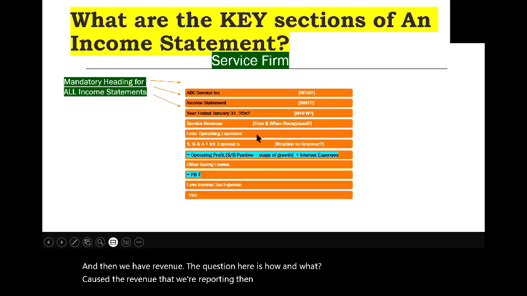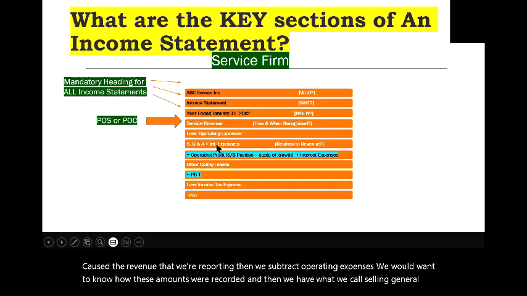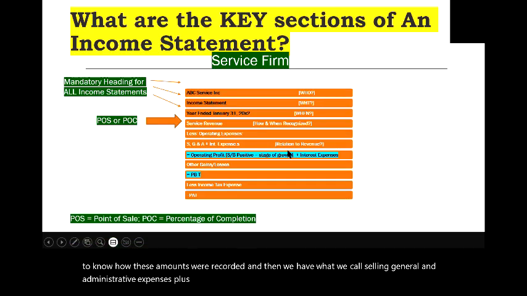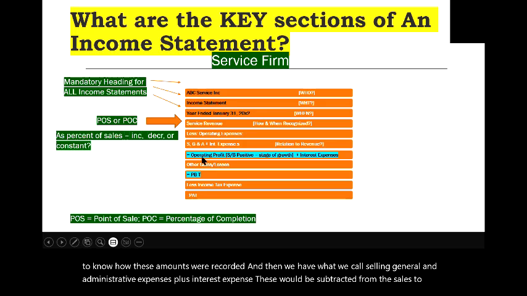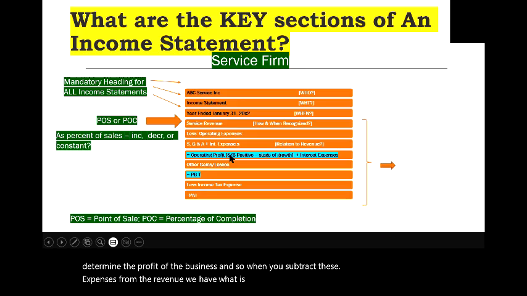Then we subtract operating expenses. We would want to know how these amounts were recorded. And then we have what we call selling, general, and administrative expenses plus interest expense. These would be subtracted from the sales to determine the profit of the business. And so when you subtract these expenses from the revenue, we have what is called operating profit. And it should be positive.